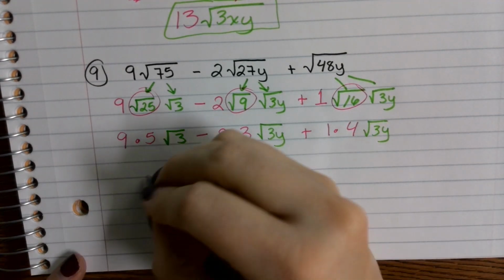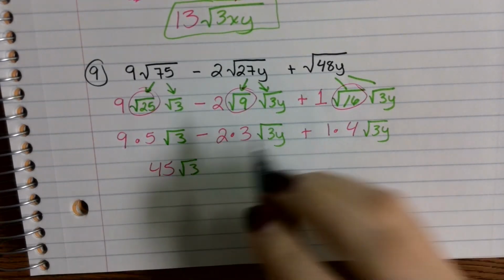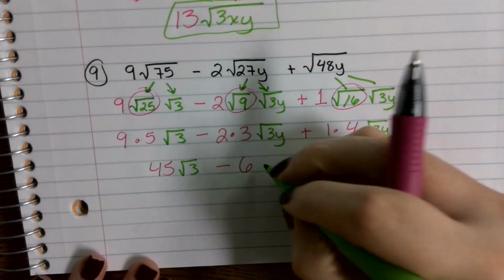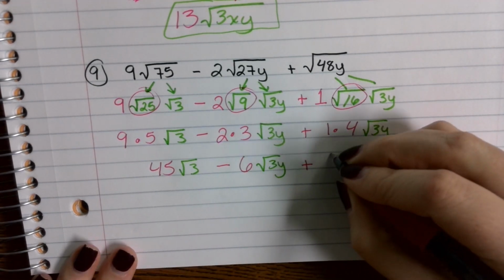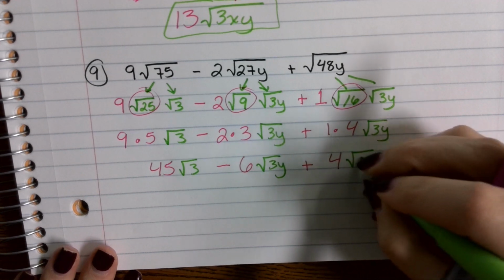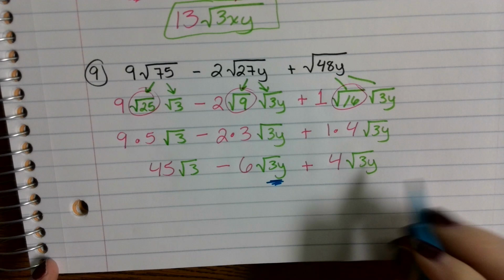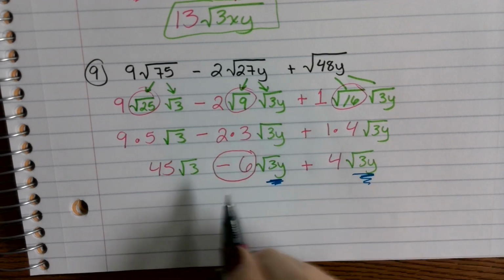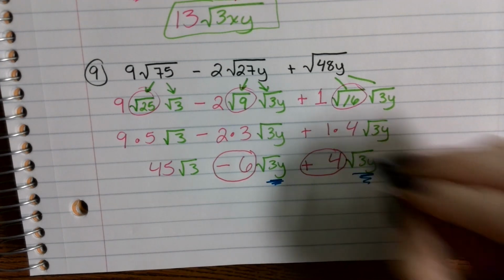Okay, so 9 times the 5 is going to give you 45 square roots of 3. Negative 2 times the 3 is going to give you negative 6 square root of 3y. And then a positive 1 times 4 is going to give you a 4 square root of 3y. Again, the ones that are like terms are going to be that square root of 3y here. Those are the like radicals. Therefore, we can focus on a negative 6. That minus sign in front acts as a negative. Don't forget that. And a positive 4.